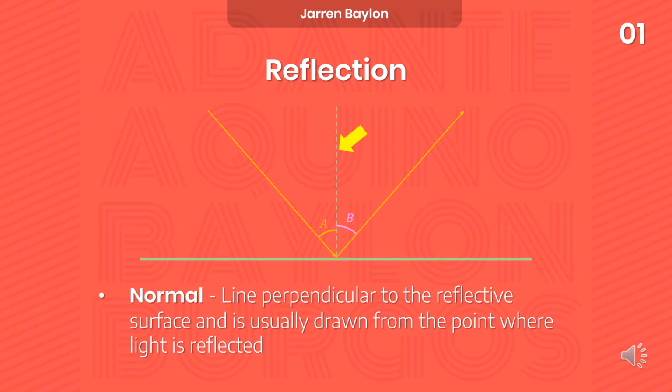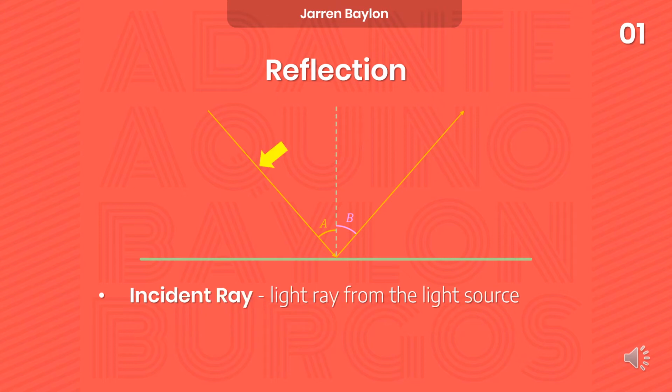In reflection, we have the normal line. This line is perpendicular to the reflective surface and is usually drawn from the point where light is reflected. Next, we have the incident ray. This is simply defined as the light ray from the light source.